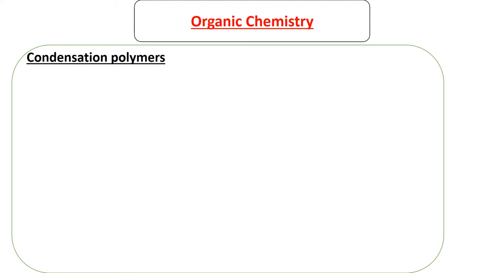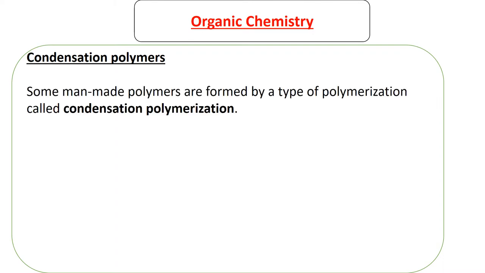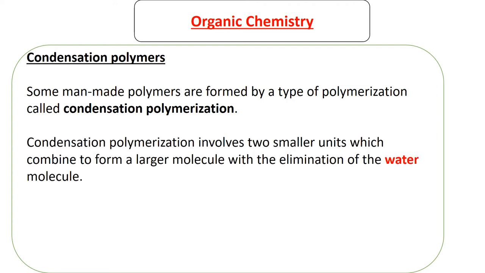So the first important point, or maybe the general point about condensation polymers, is that some man-made polymers are formed by a type of polymerization called condensation polymerization. Condensation polymerization involves two smaller units which combine to form a larger molecule with the elimination of a water molecule.